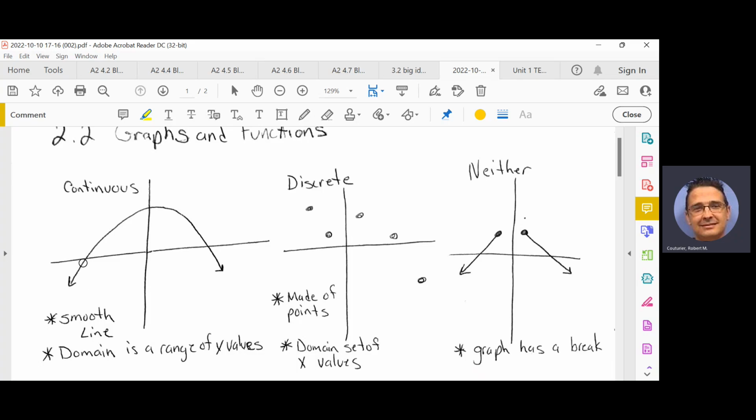We could have a continuous graph. Notice they have attributes here. It's a nice smooth, continuous line from one side all the way over to the other. Sometimes they go on forever, like this one. Sometimes they're restricted values, but the line of the graph itself is a smooth, continuous line. So things to look for, smooth lines. Your domain is going to be a range of x values. Usually we write this with inequalities. So, for example, this one is all real numbers, or it's from negative infinity to positive infinity. We know this because we can see the arrows. It says it goes on forever and ever on both sides.